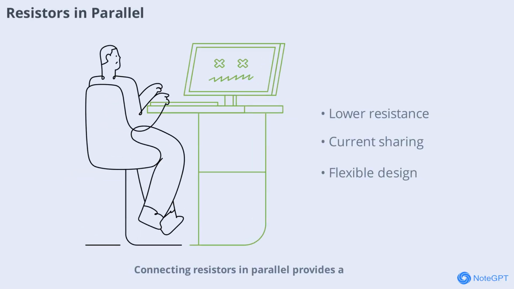Connecting resistors in parallel provides a way to decrease the total resistance. In this arrangement, the total resistance is always less than the smallest individual resistor. Parallel connections are useful for increasing current capacity and creating specific resistance values. This method is commonly used in power distribution and balancing circuits.